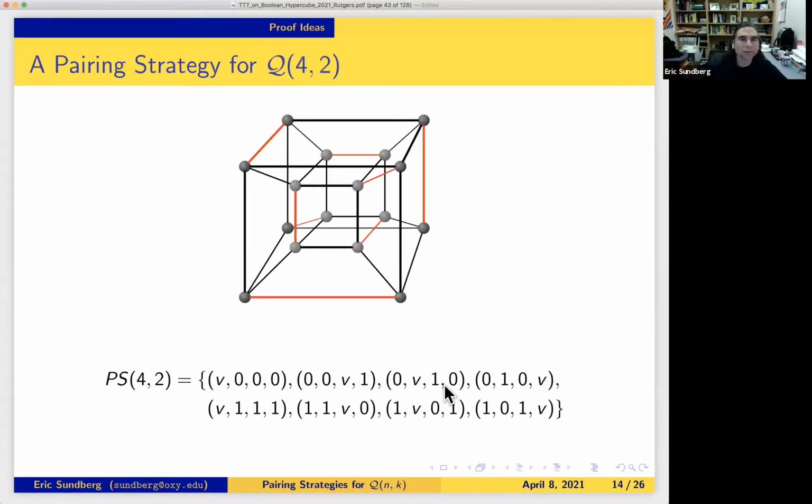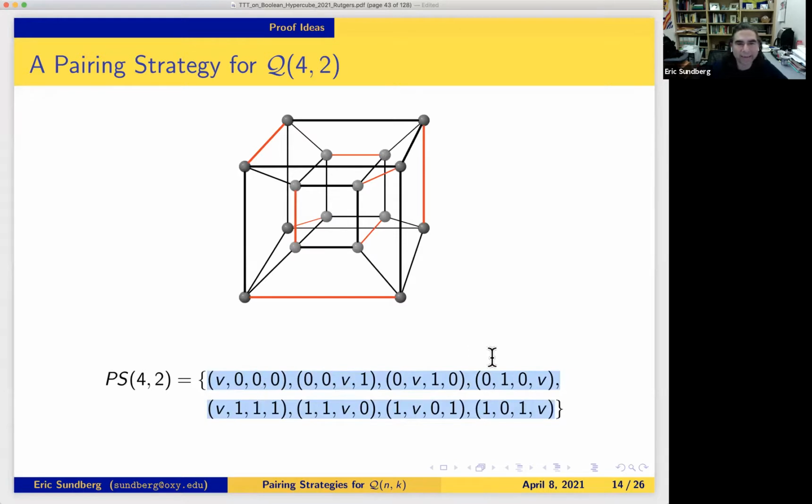Okay, so here's Q4. And here I've drawn a picture of the four-dimensional Boolean hypercube, and the red edges are the pairing strategy to block the two-dimensional subcube. And we'll have to check those two properties. Do the red edges form a matching? And for every two-dimensional subcube, does every two-dimensional subcube contain one of the red edges? But I'm going to do it in the context of the vector notation.